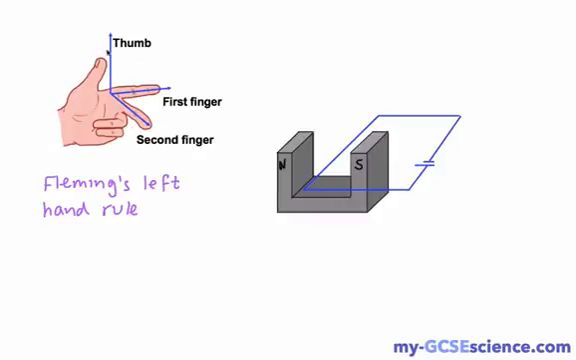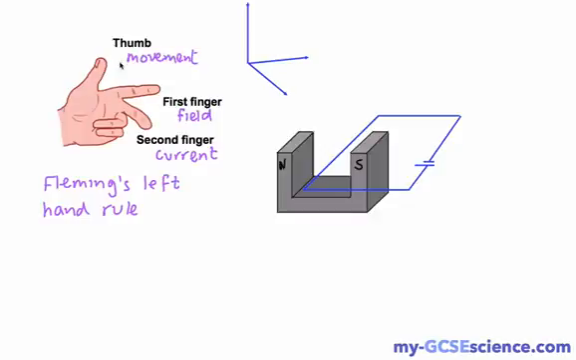So what I've done there is I've put in some arrows just so you can see, but if I move those out of the way, that's what it should look like. We have thumb, first finger and second finger in this shape, and each one of those fingers or thumb tells us something about what's going on. If we put our first finger in the direction of the magnetic field and our second finger in the direction of the current, we will be able to work out the direction of motion.